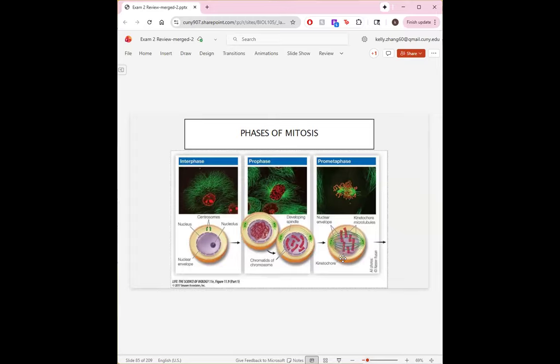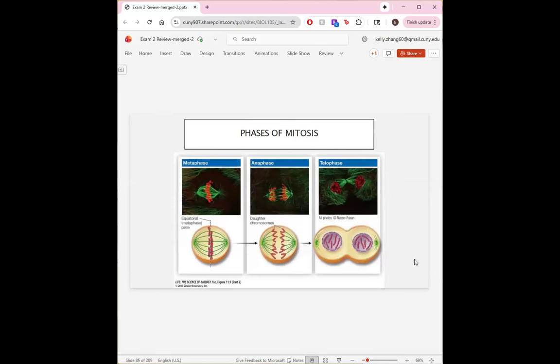During prometaphase, the nuclear envelope breaks down, the kinetochore microtubules appear and connect the kinetochores to poles, and chromosomes are gradually pushed towards the equatorial plate, which is in the middle of the cell. Then during metaphase, the chromosomes are lined up in the middle. And then in anaphase, they begin to pull apart. And then in telophase, the nuclear envelope starts to reform. So they meet in the middle, they get pulled apart, and then they're separate, and the nuclear envelope starts to reform.